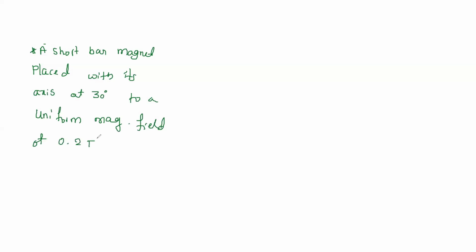0.2 Tesla. A short bar magnet placed with its axis at 30 degree to a uniform magnetic field of 0.2 Tesla experiences a torque of 0.06 Newton meter. So what all you need to calculate, see students. First point, calculate the magnetic moment of the magnet.